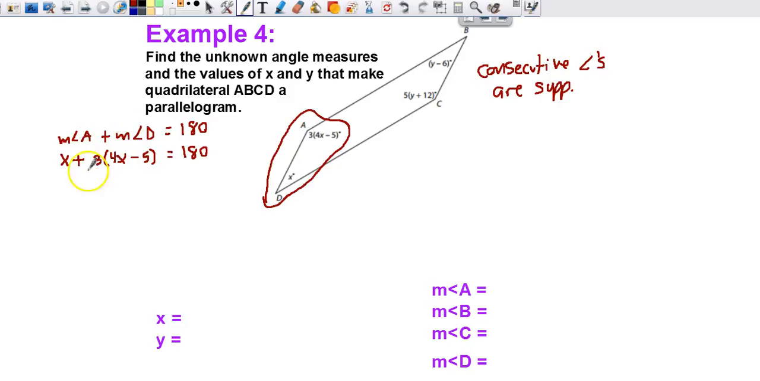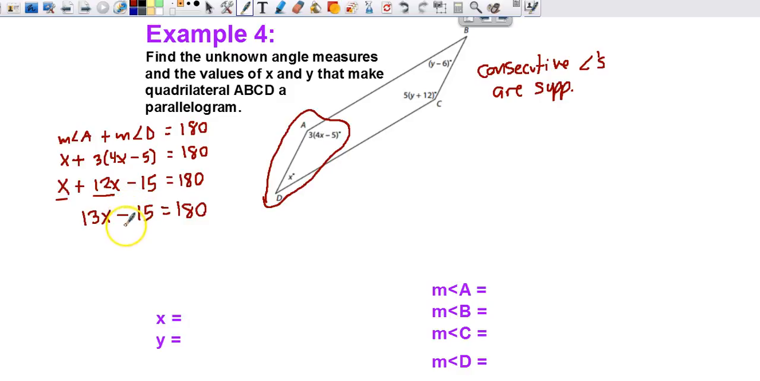So I'm going to distribute the 3. That's going to give me 12x minus 15. And before I can solve, I do need to combine my like terms. Now, make sure that you add these together since they're both positive. So that's actually going to be 13x minus 15 equals 180. And now we're ready to solve this algebraic equation.